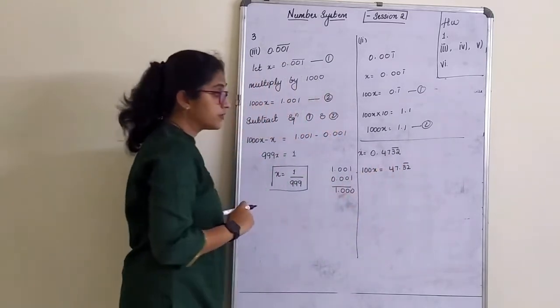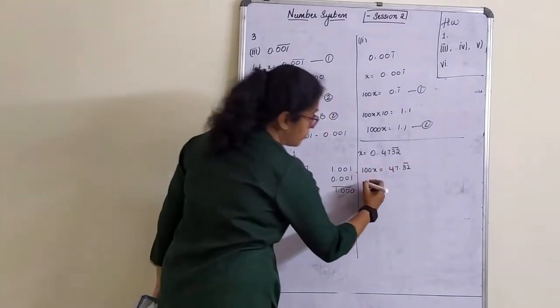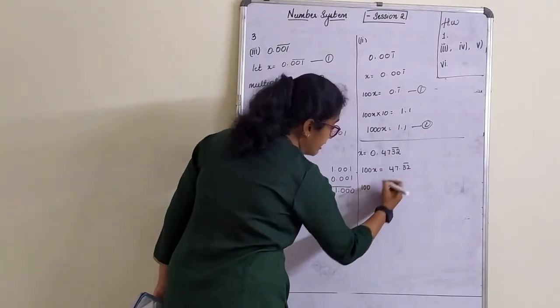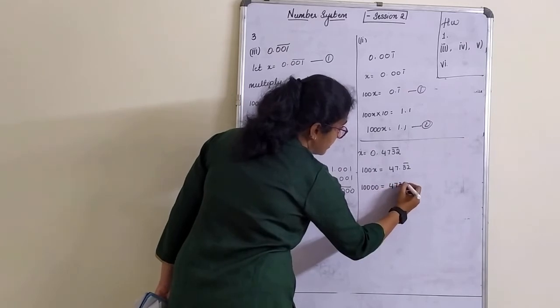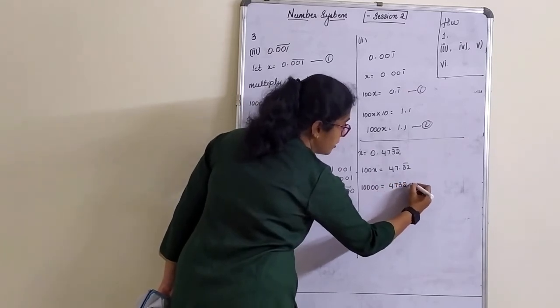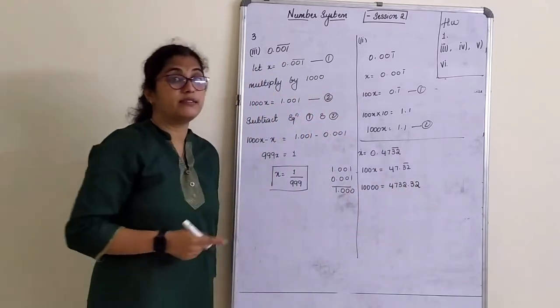47.32 bar. To remove 2 more things, I have to remove that bar. 2 more zeros are required. So it is 100 into 100 is equal to 4732 point, what is recurring? Only the recurring you will write here, 0.32.